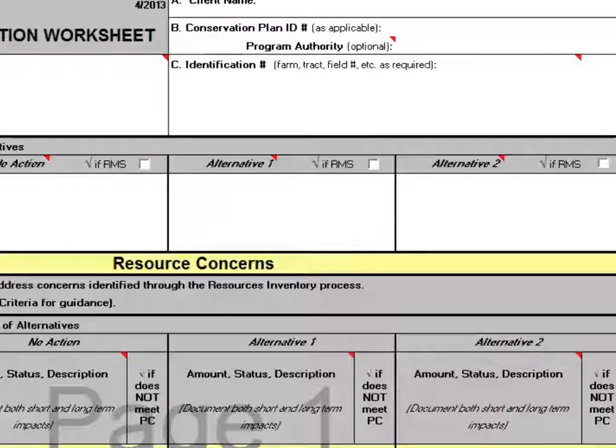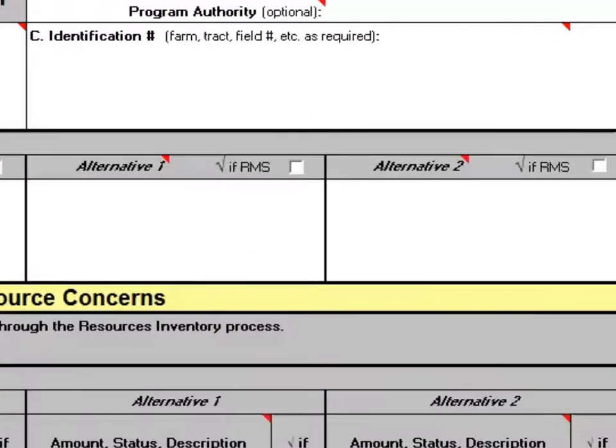For alternatives 1 and 2, you want to list the practices or system of practices being proposed for each alternative and indicate if the alternative meets RMS, Resource Management System, criteria based on the state's requirements. It is often beneficial for one alternative to contain the practices that NRCS has determined best address all of the identified resource concerns so the client can consider potential future conservation actions.